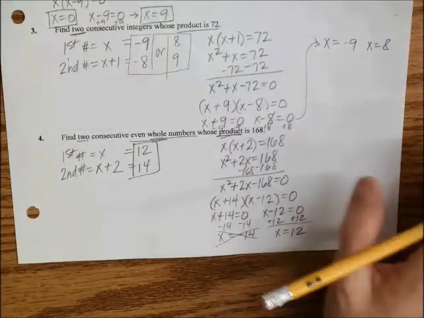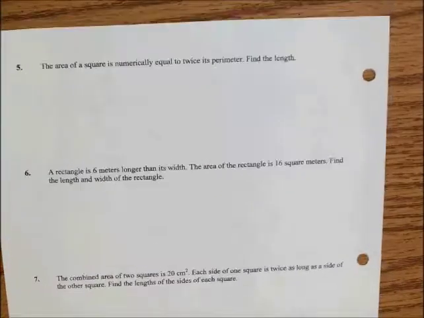All right, let's flip it over, and we'll go ahead and do number 5. So number 5, we have the area of a square is numerically equal to twice its perimeter. Find the length.